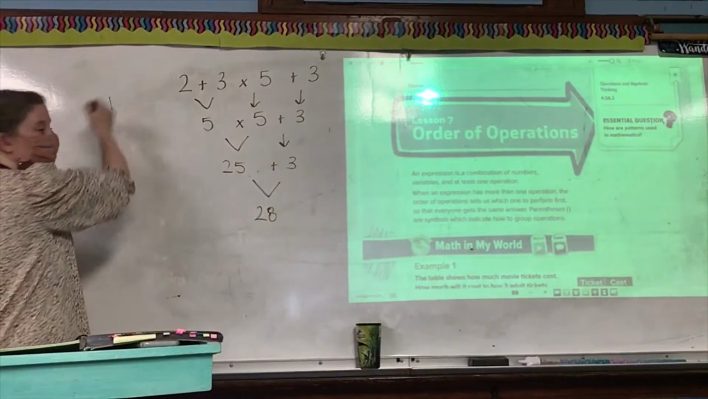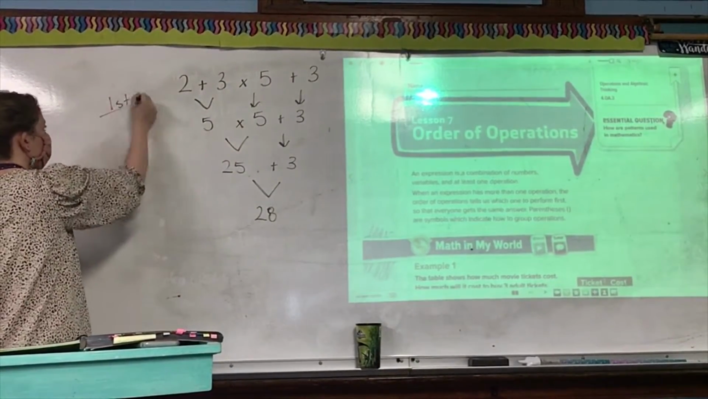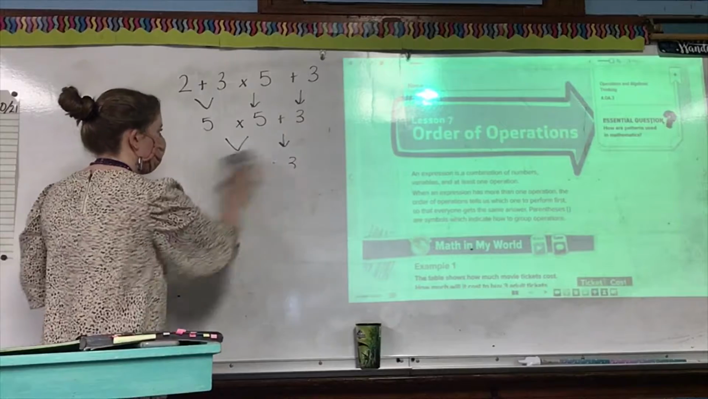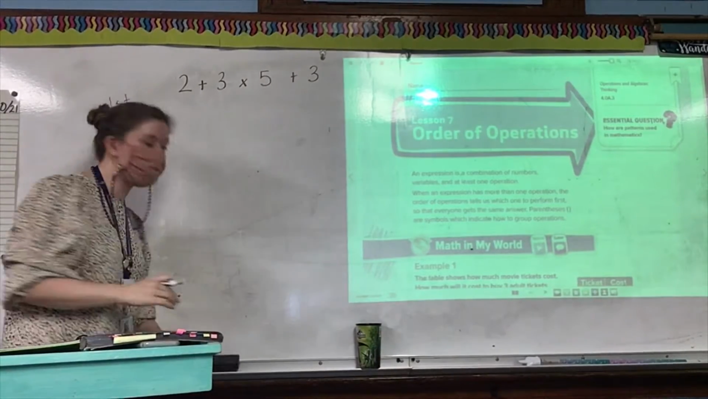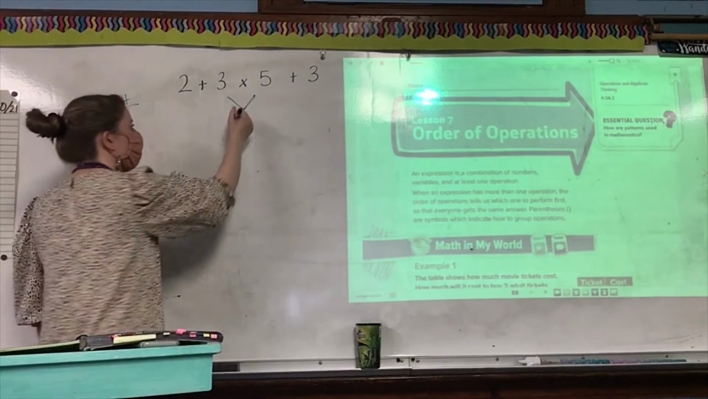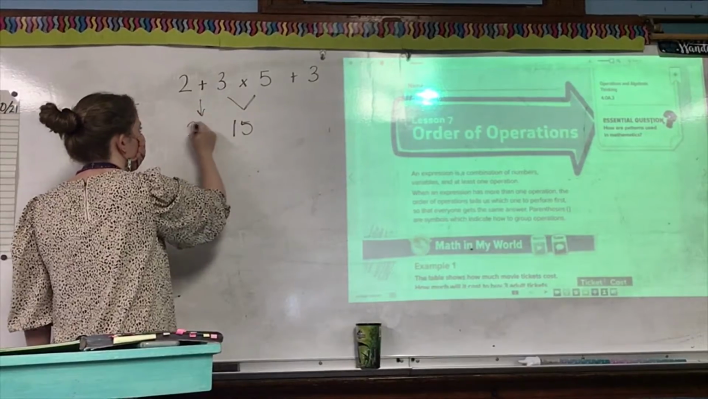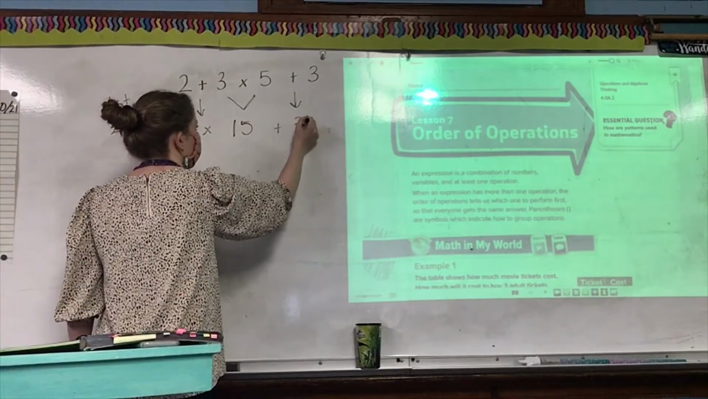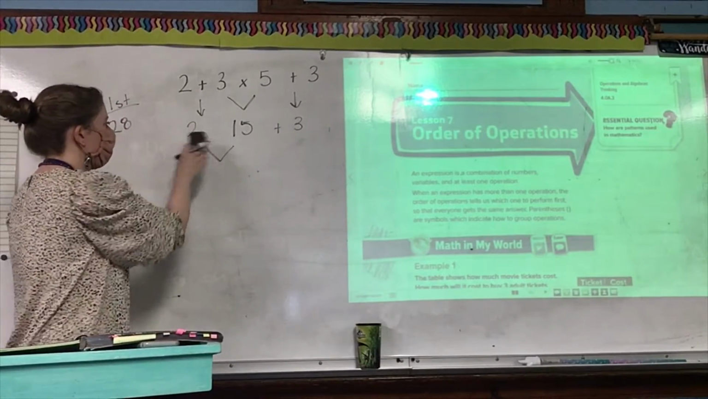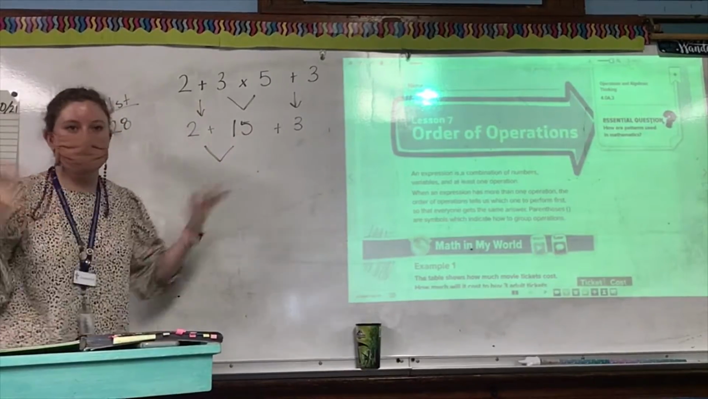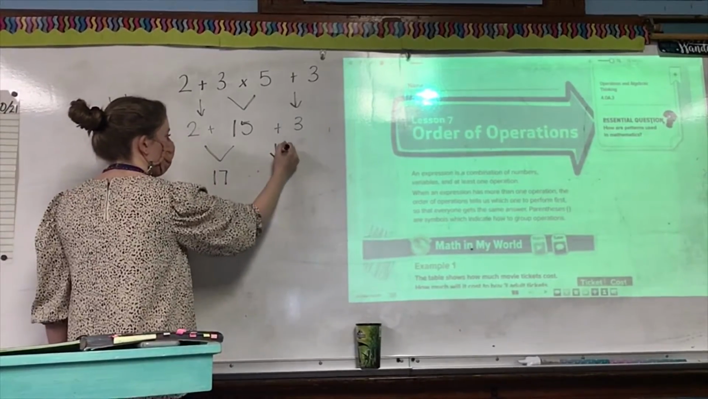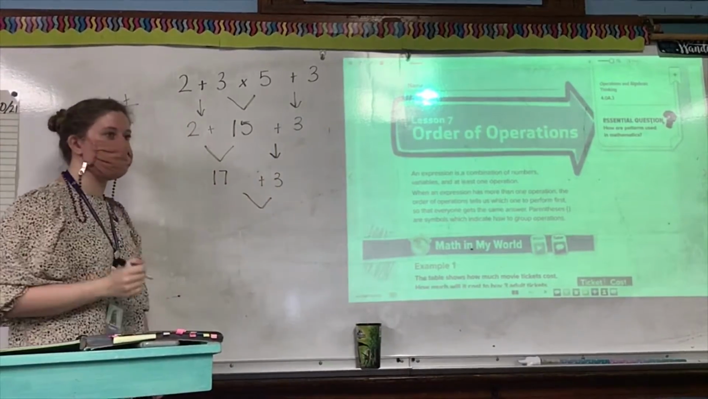So our first answer is 28. But now I'm going to solve it a different way. I'm going to try the multiplication first. Class, 3 times 5 is 15. Bring down the rest of the equation. Then I'm just going to solve it from left to right because I have the same operation. Class, 2 plus 15 is 17. 17 plus 3 is 20.